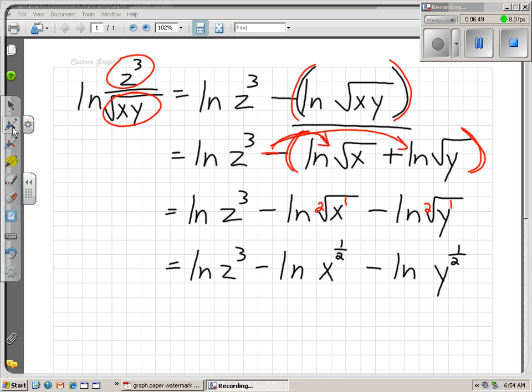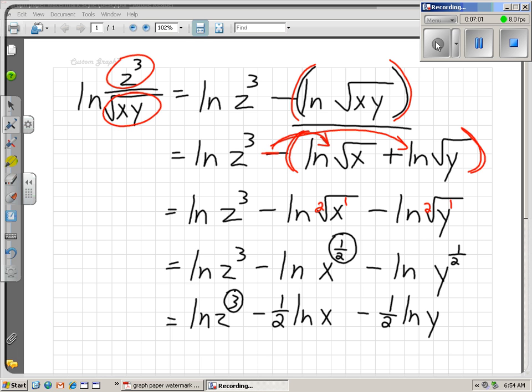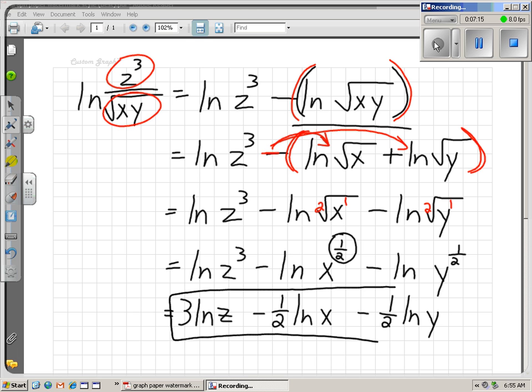All right, the last thing we're going to do is we're going to move this power, this exponent, to the front. That's that power property rule. Now here's what we have. I did forget to move that 3 up front, so I need to go ahead and do that. All right, and there's our final answer. 3 times the natural log of z minus 1/2 times the natural log of x minus 1/2 times the natural log of y. Notice we just kept going and kept simplifying until our z and our x and our y were alone.